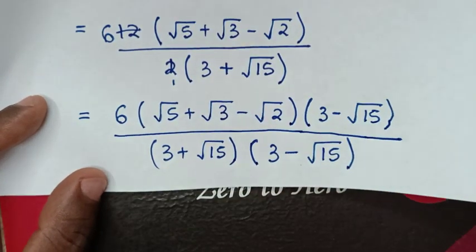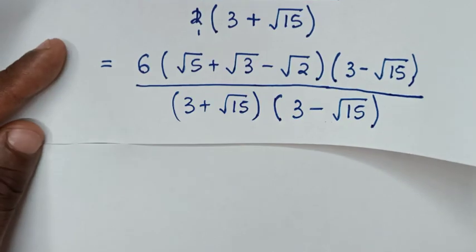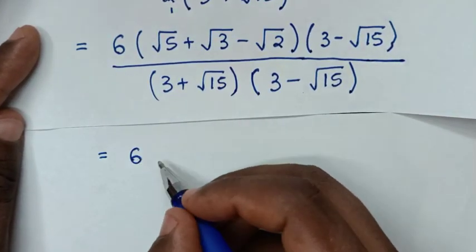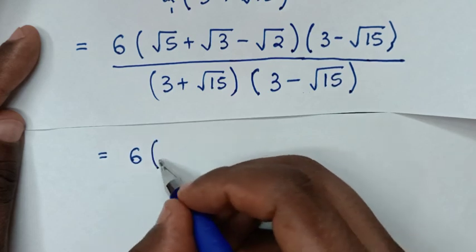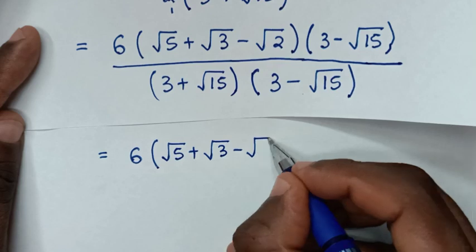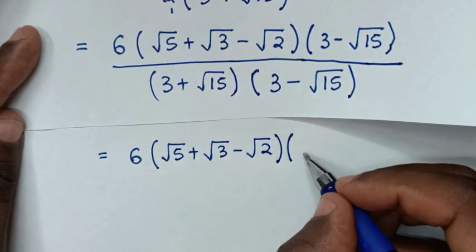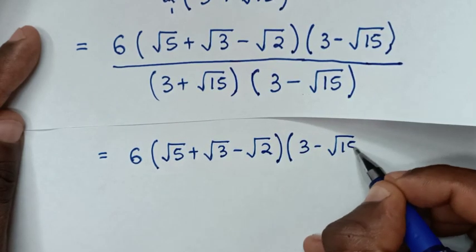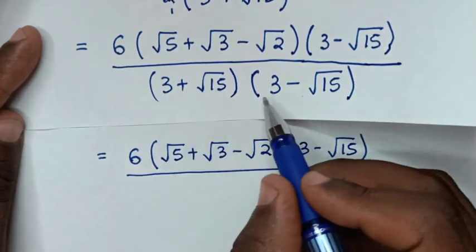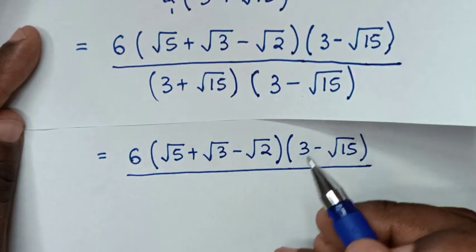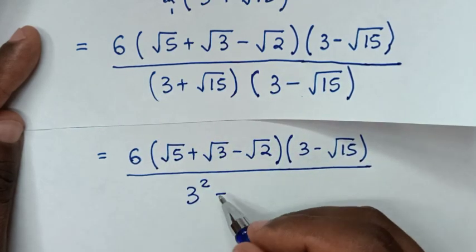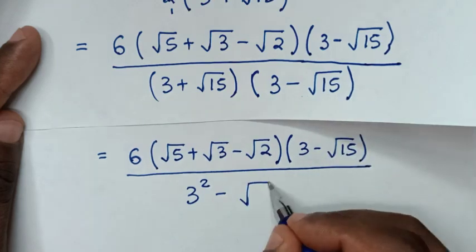Then in the next step, it will be equal to 6 times the bracket (square root of 5 plus square root of 3 minus square root of 2) times the bracket (3 minus square root of 15), then over this in the denominator, which is in the form of a perfect square, so it will be 3 square minus square root of 15 square.